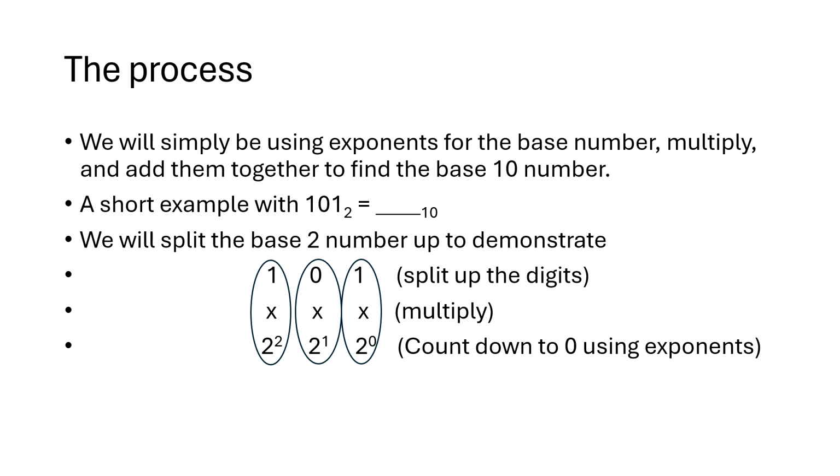And 1 times 2 squared, it's 4. And then of course 0 times 2 to the first, it is 0. And then 1 times 2 to the 0 power is 1. And so we simply add those up, and you get 5 base 10, or just 5.